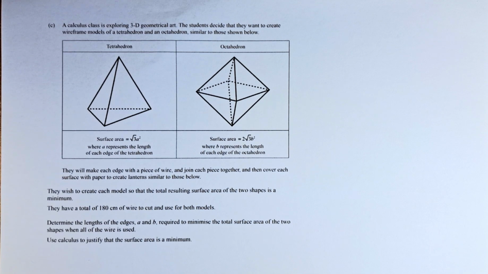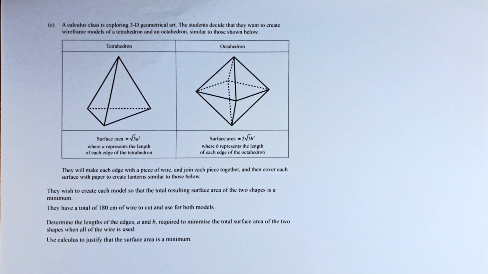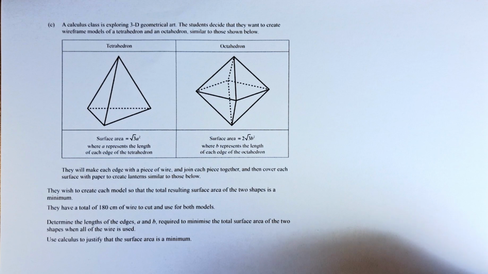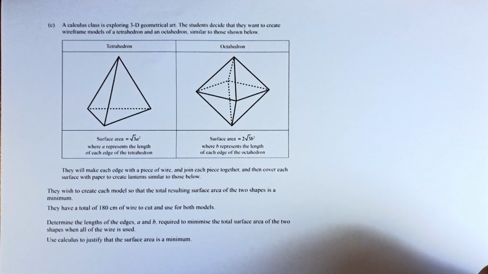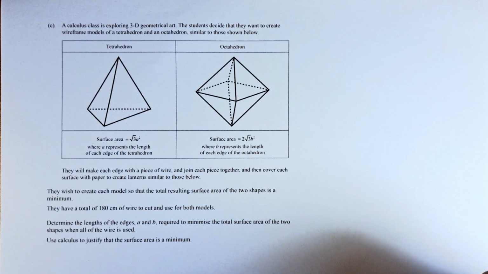They wish to create each model so that the total resulting surface area of the two shapes is the minimum. They have a total of 180 cm of wire to cut and use for both models. Determine the lengths of edges A and B required to minimize the total surface area of the two shapes when all of the wire is used. Use calculus to justify that the surface area is the minimum.